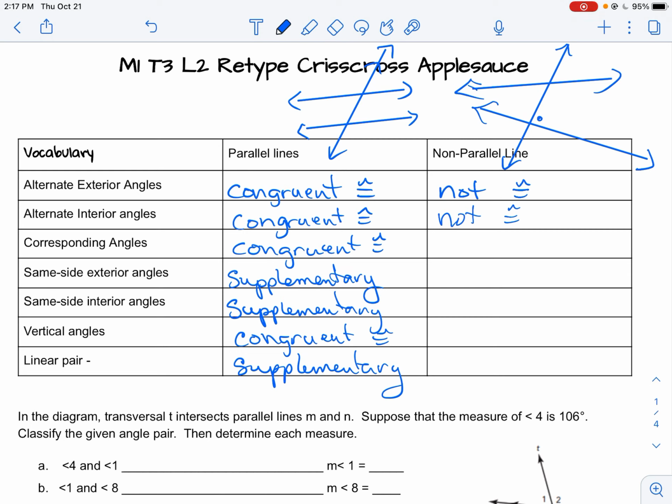Corresponding angles. If I look at this and this, they're the same ones I looked at a minute ago. Again, those are not congruent to each other. Same side exterior angles. Now you can't really tell with these, but no, these are not going to be supplementary. This is also not supplementary.